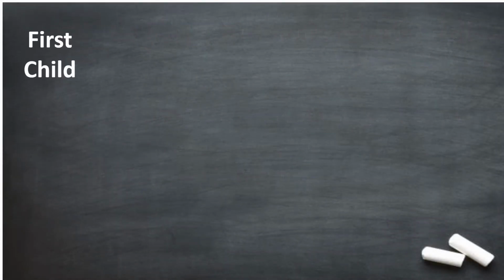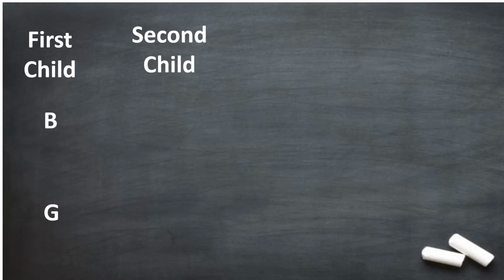First, we must identify the possible outcomes for the first child. The possible genders for the first child is either a boy or a girl. After identifying the first child, let's now go to the second child. For the second child, the possible genders are also boy or girl.